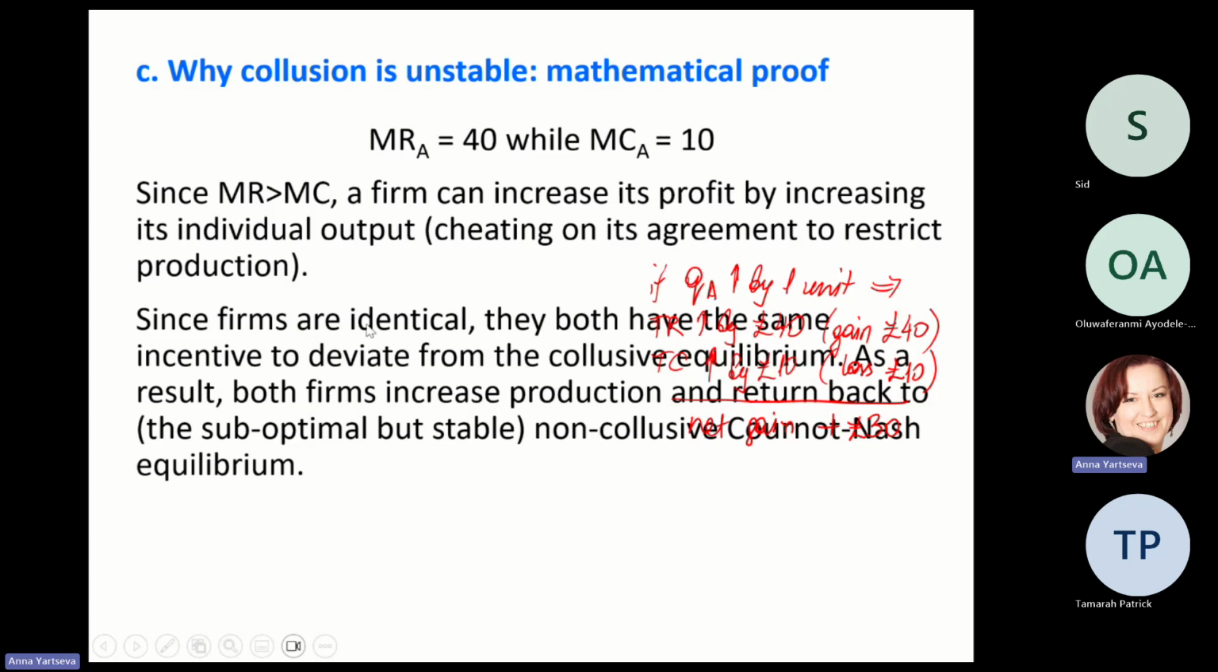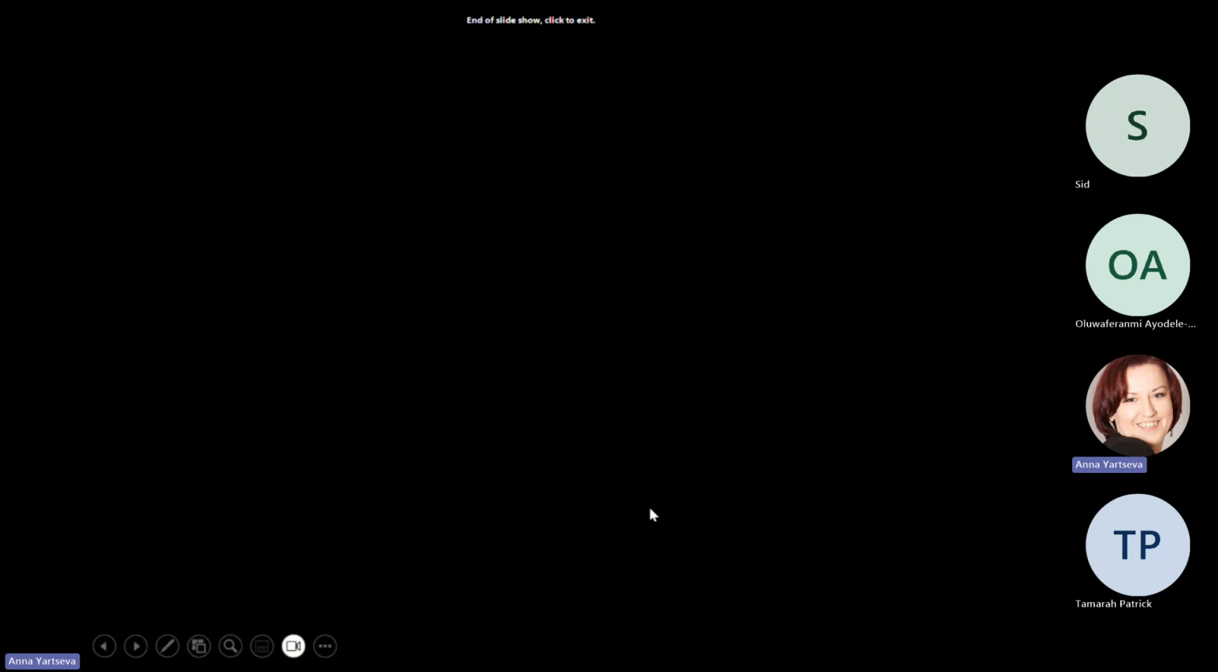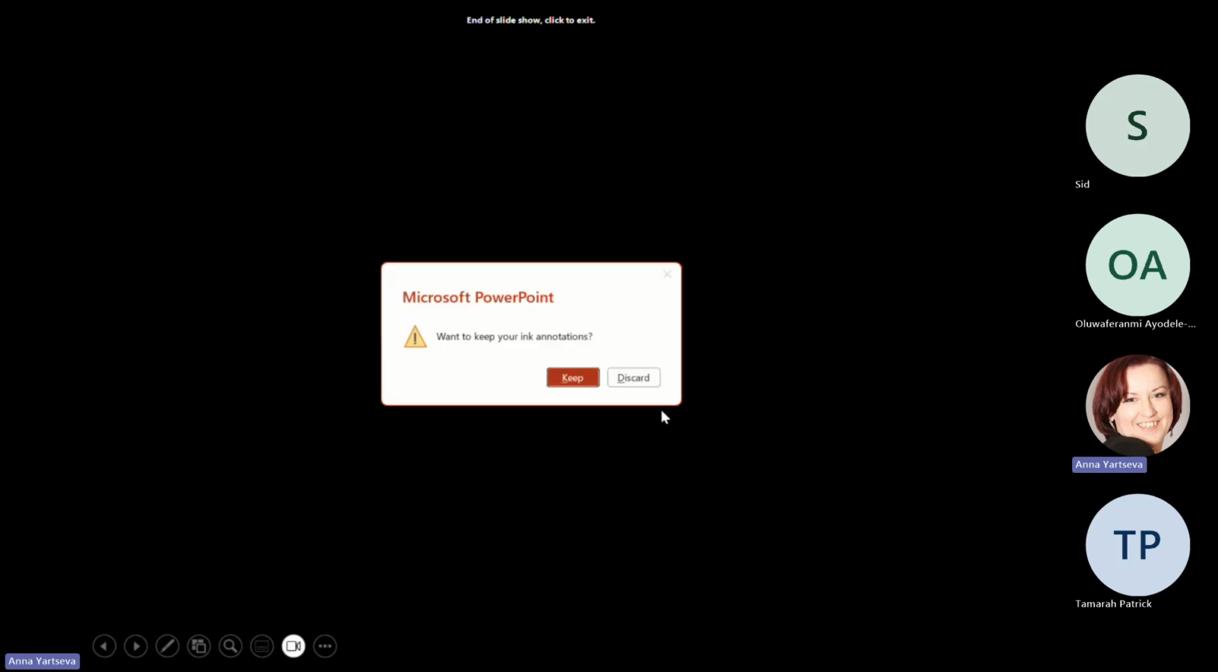And because they're identical, they have absolutely the same incentives. They act in absolutely the same manner. They both have an incentive to produce more. In both of their situations, marginal revenue exceeds their marginal cost, and as a result, they do so. As both companies increase their output, this leads to instability of this equilibrium. A collusive equilibrium does not hold. It's not stable, and eventually the industry will just converge back to Cournot, because then companies just stick to it. They don't have an incentive to cheat or deviate from it.